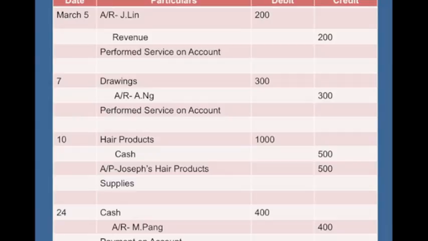And on March 10th, Mr. Lee purchased $1,000 hair products from Joseph's Hair Products for $500 cash and the remaining on account. For this transaction, the hair products will be debited as it is an asset, and cash will be credited along with the accounts payable for Joseph's Hair Products. And on March 24th, Mr. Lee collected $400 cash for payment on account from Michelle Pang, so therefore cash should be debited while accounts receivable will be credited. It can be summarized as payment on account.